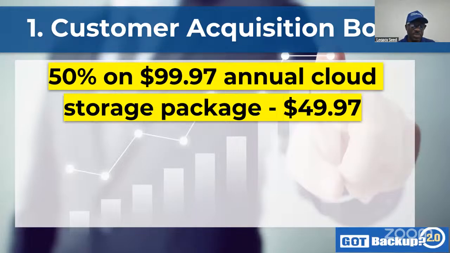Customer acquisition bonus, Got Backup says, anytime a person gets on our platform as a subscriber through you, and you are responsible for that acquisition, we will share the cost of the product with you. If it's the family pack, we will share that 50-50. We give you 50% of that. 50% of what? $100. Of course, it's $99.97, but let's call it $100. Now, 50% of $100 is $50. All right.